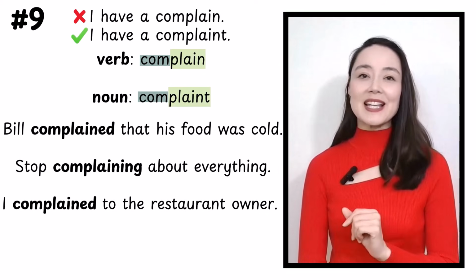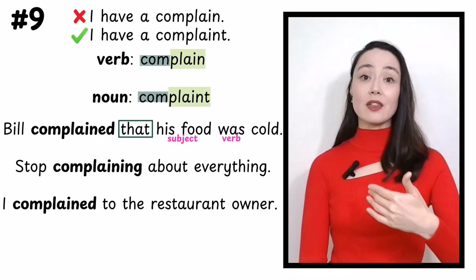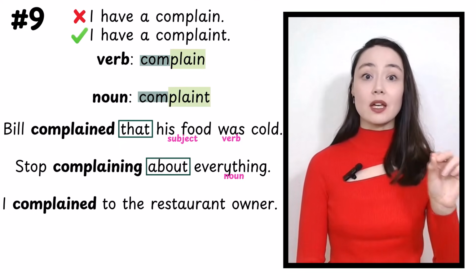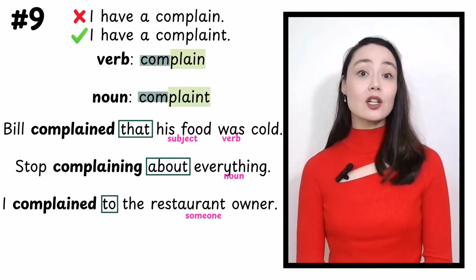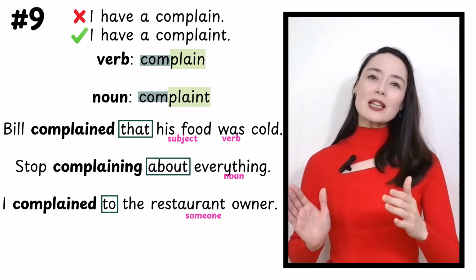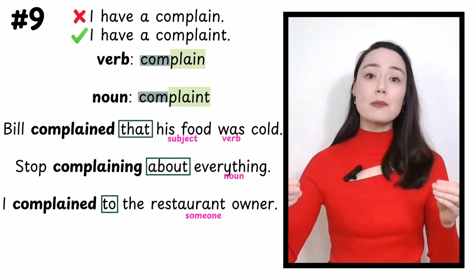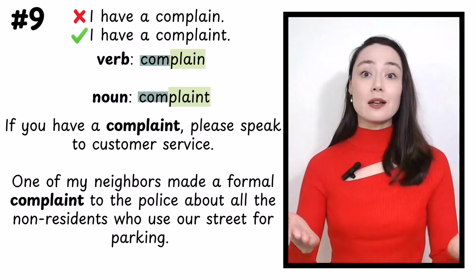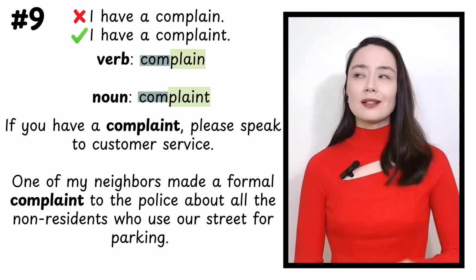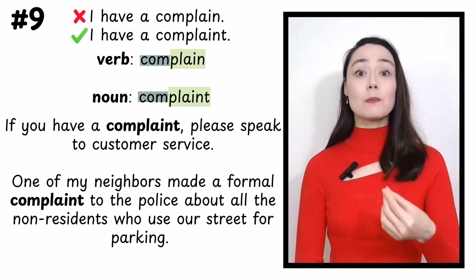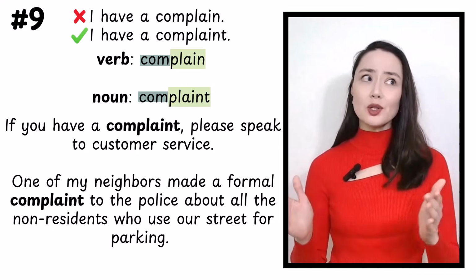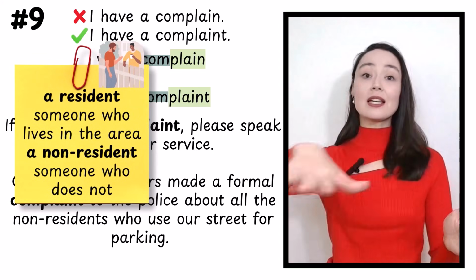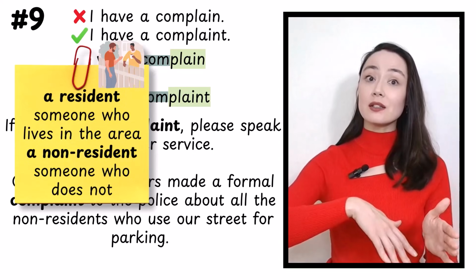Let's look at the grammar for a sec. We can say complain that plus subject and verb, or complain about something, and complain to someone. If you can learn these patterns, you can speak in much more complex sentences and make fewer mistakes. If you have a complaint, please speak to customer service. One of my neighbors made a formal complaint to the police about all the non-residents who use our street for parking. And in English, a resident is someone who lives in the area, and a non-resident is someone who does not.